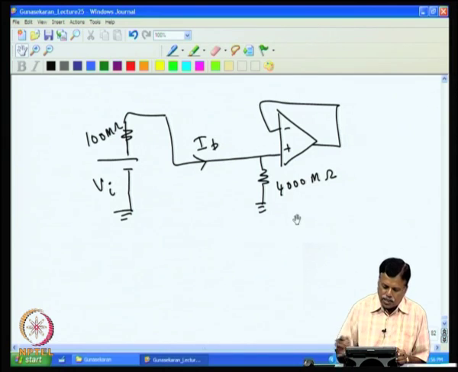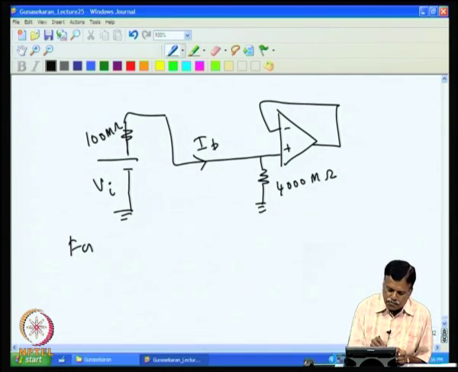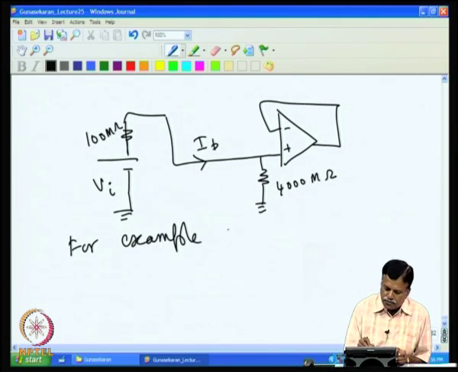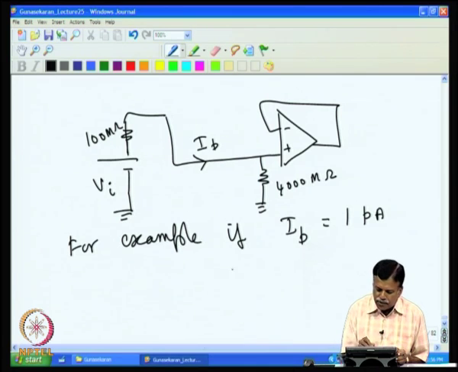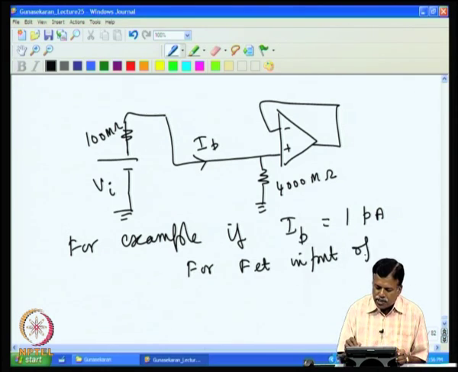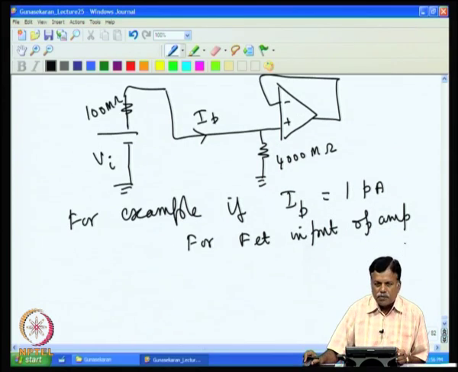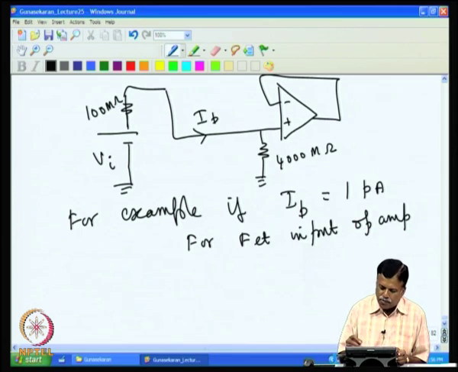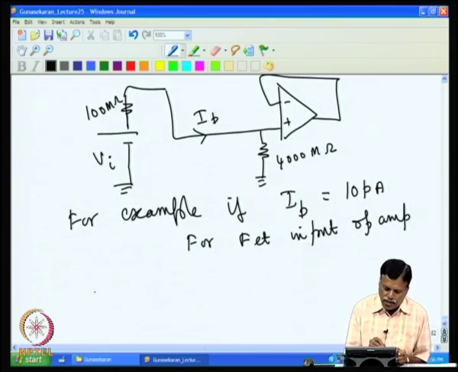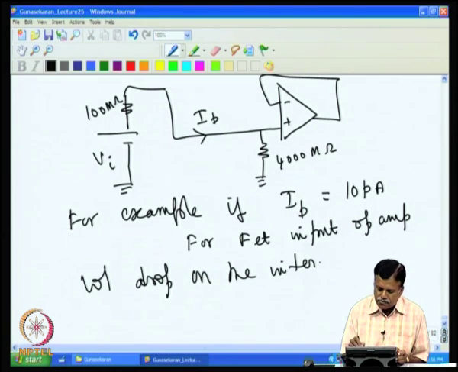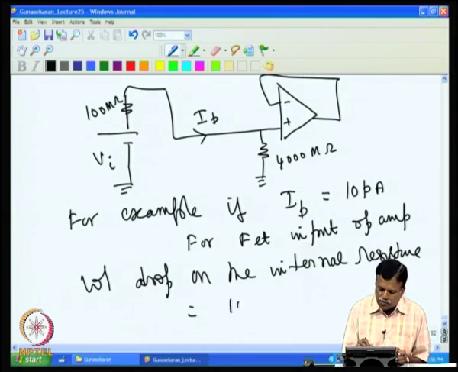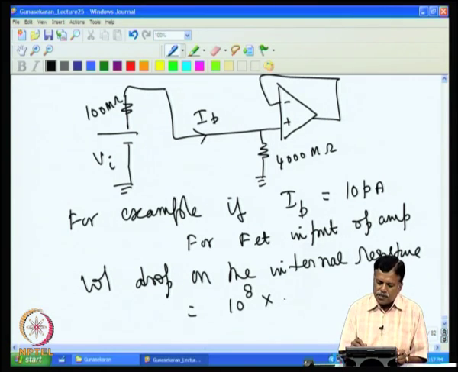For example, if Ib, the bias current, is equal to 1 picoamp for FET input op amps, because you will have very low bias current. So, in this case, for example, we use a FET input op amp, maybe 1 picoampere, or even we can take say 10 picoampere. In that case, a voltage drop on the internal resistance is equal to 10 power 8 into picoampere, which is 10 power minus 12.